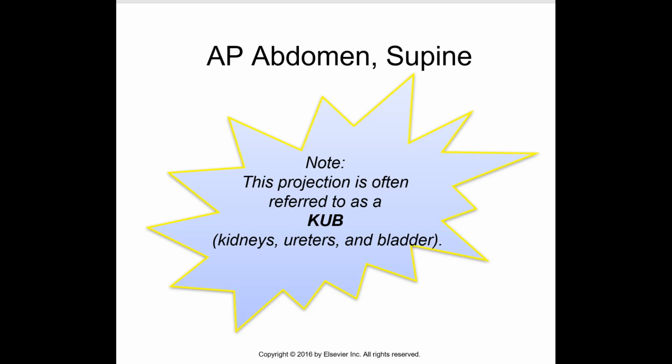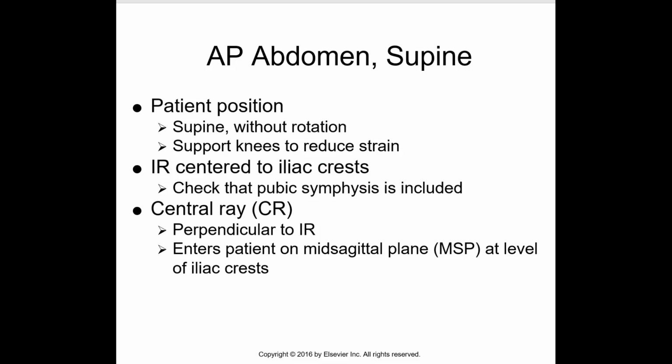AP abdomen is also referred to as a KUB. KUB is kidneys, ureters, and bladder. So the names AP abdomen and KUB are used interchangeably. So the patient position is supine without rotation.